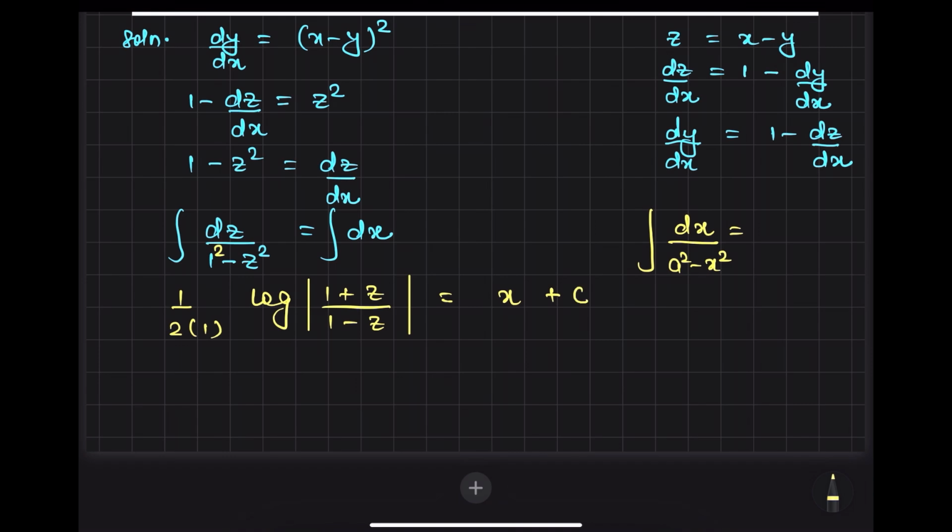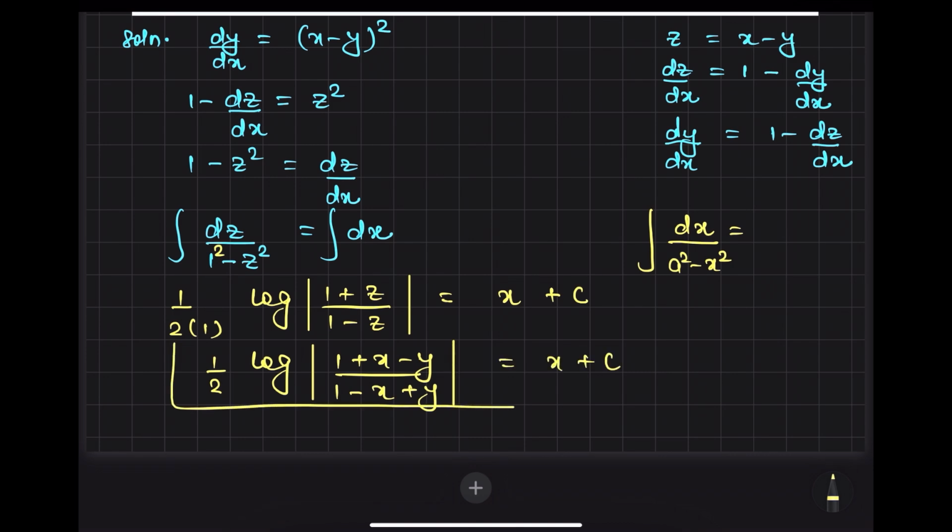Now you know that your question was given in form of x and y, not in z. So let's convert it into the required form. So 1 by 2 log of (1 plus x minus y) upon (1 minus x plus y) is equal to x plus c.